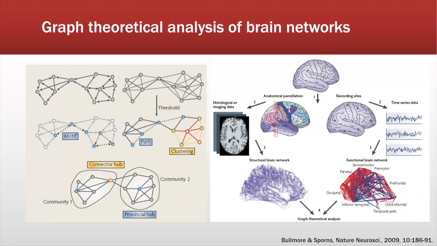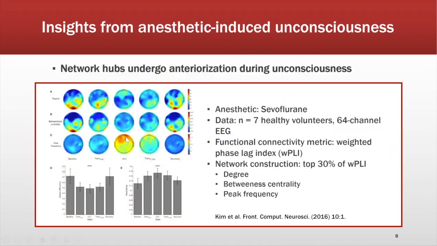So we applied this analysis to look at the data set where we were anesthetizing patients with sevoflurane, gradually increasing the titration level. And we were particularly interested in the network hubs of the brain. We looked at the degree, so the number of other nodes that a single node was connected to, and we looked at the betweenness centrality of the network. And so in this figure, we have the degree at the top, the betweenness centrality at the bottom, and we are looking at baseline, the transition to unconsciousness, the unconscious state, the transition back to consciousness, and recovery.